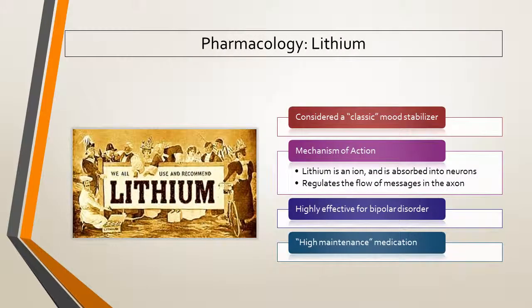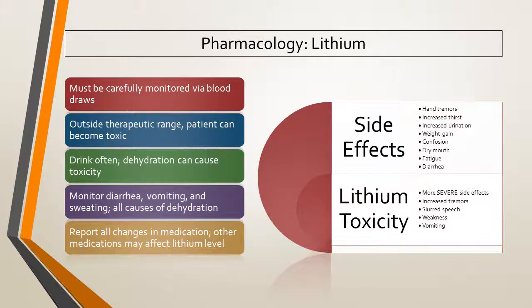Lithium is considered to be a classic mood stabilizer. Lithium is an ion which can be found in nature, similar to sodium. Lithium is slowly absorbed into brain tissues where it helps regulate message movement along neuronal axons. While lithium can be very effective, it is one of the more high-maintenance medications, and it is important that these patients understand the following teaching points.